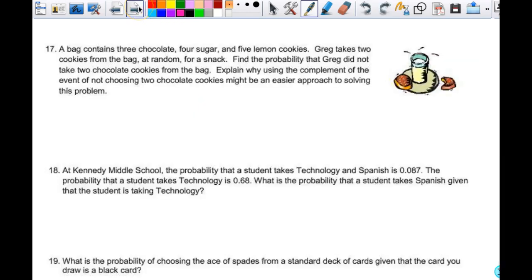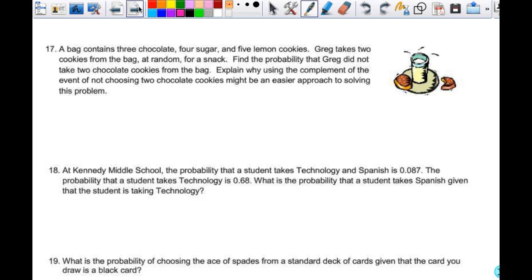So here is part 3, last part of this. A bag contains 3 chocolate, 4 sugar, and 5 lemon cookies. Greg takes 2 cookies from the bag at random for a snack. Find the probability that Greg did not take 2 chocolate cookies from the bag. Explain why using the complement of the event of not choosing 2 chocolate chip cookies might be an easier approach to solving this problem.